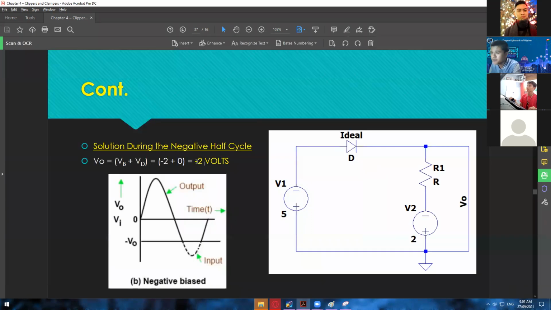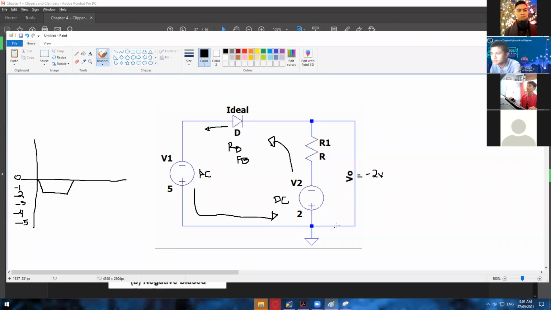So are we clear on how we got this -2 volts right here? If you need more explanation, maybe we can do that. Maybe I'll just speak in Tagalog for an easier way of explaining things. Okay, well, hello. Is anyone speaking?